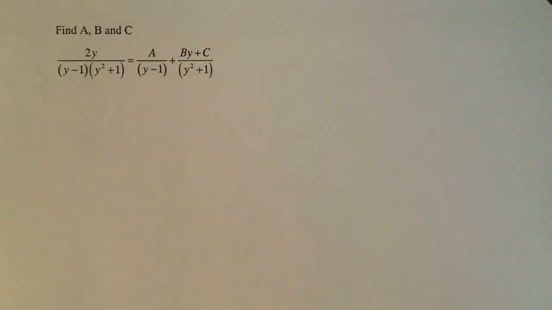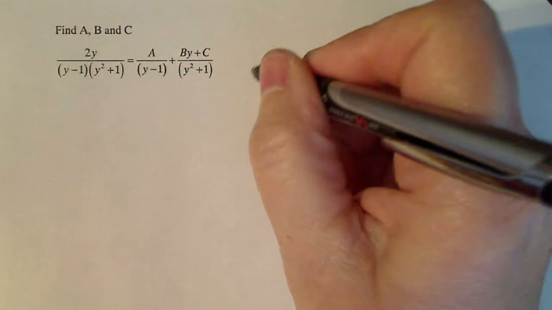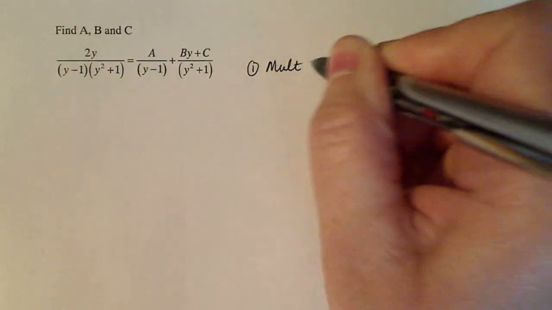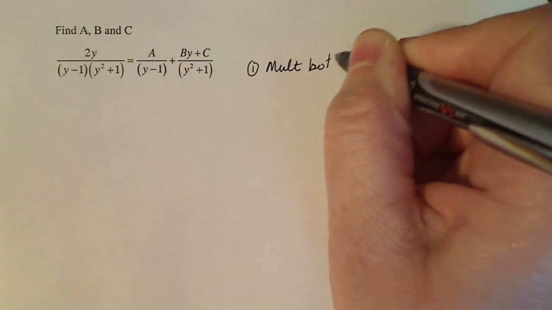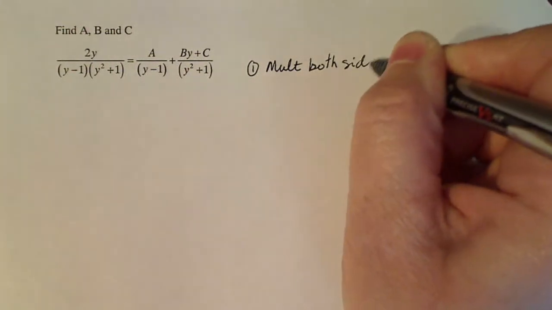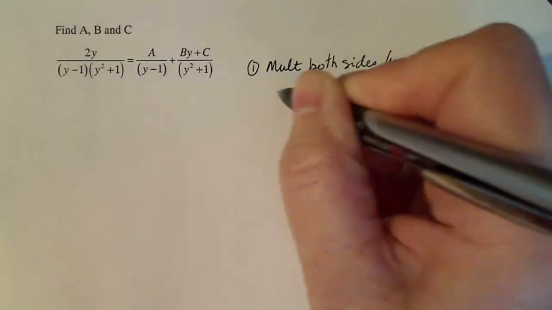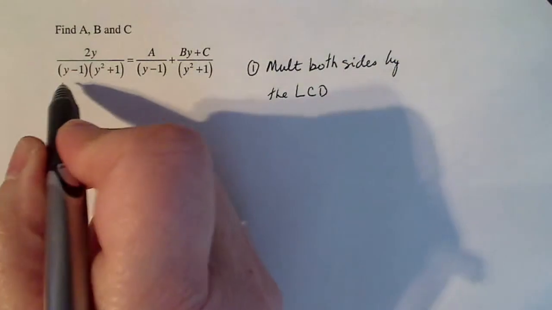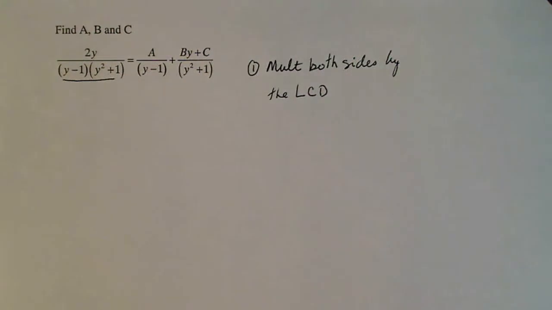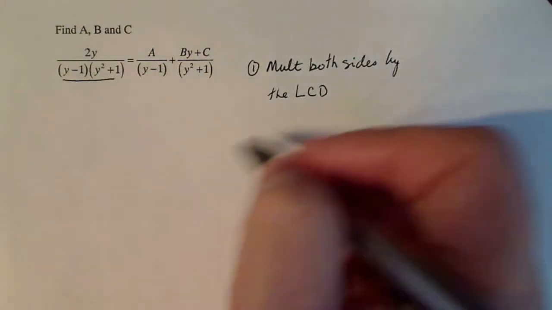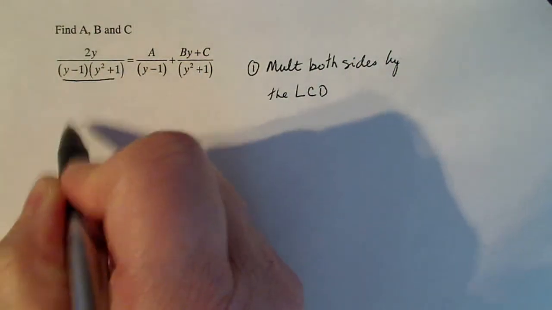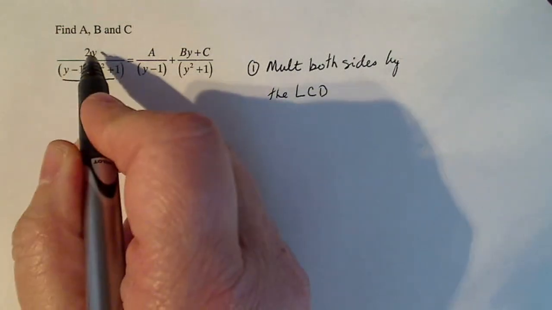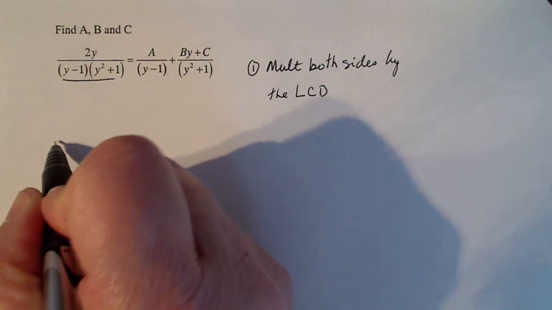So in order to find A, B, and C, the first thing we want to do is multiply both sides by the least common denominator. And the least common denominator is always the one that's over there. Okay, so if I do that, on this side, if I multiply by y minus 1, y squared plus 1, everything cancels and I'm just left with 2y.